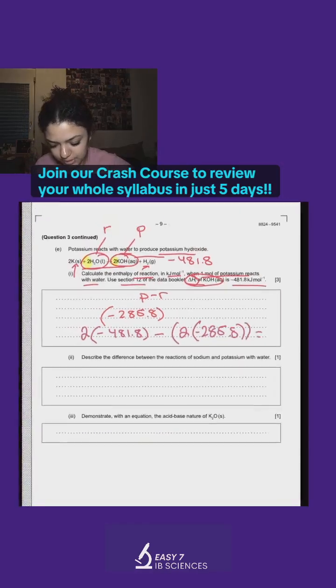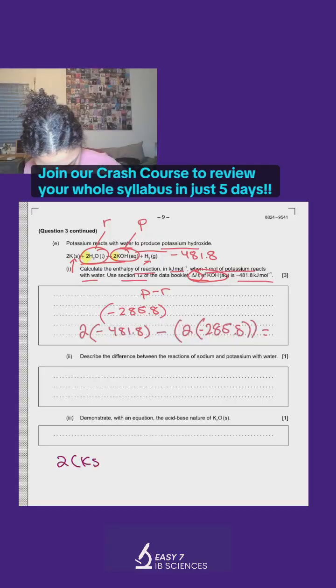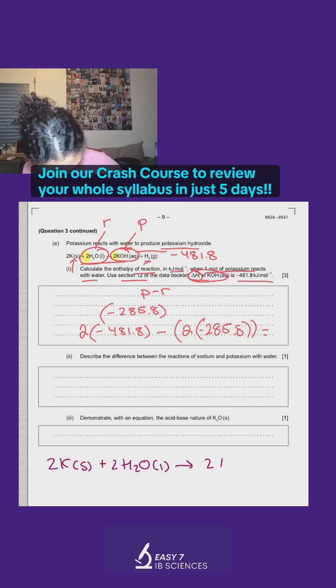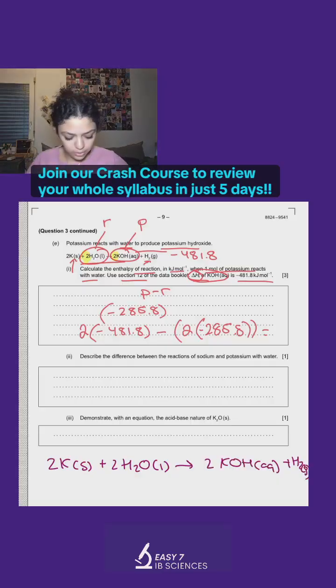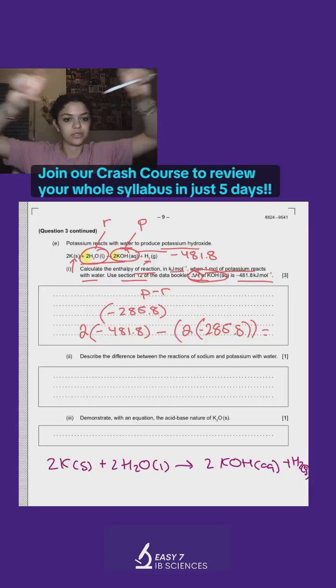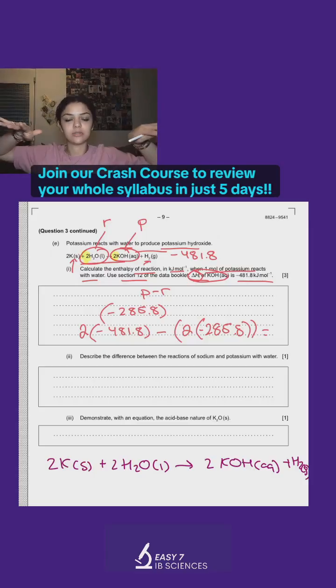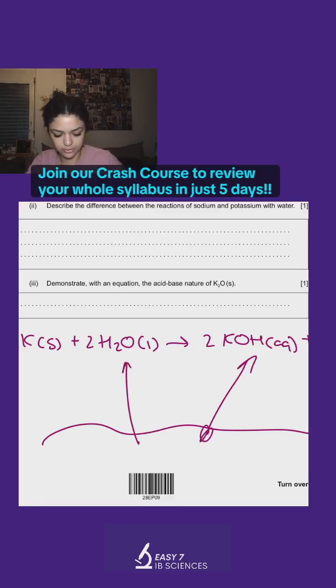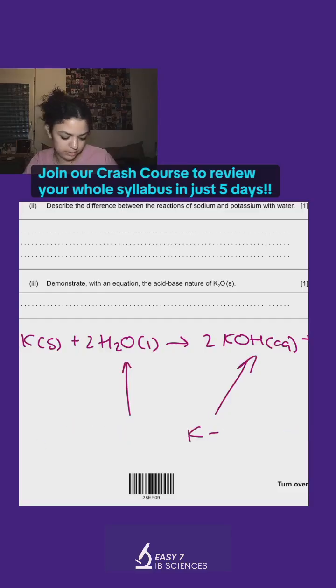Okay, let me show you Hess's law triangle. So you have your 2K plus 2H2O going to 2KOH aqueous plus H2 gas. We know that in your Hess's law triangle, you have your equation and you have your elements at the bottom. What does that mean? Basically, everything you write here is going to be your elements that come together and form this. So here you would usually write your potassium plus your oxygen, your hydrogen, whatever you want to write. All of these elements come together to form potassium hydroxide.